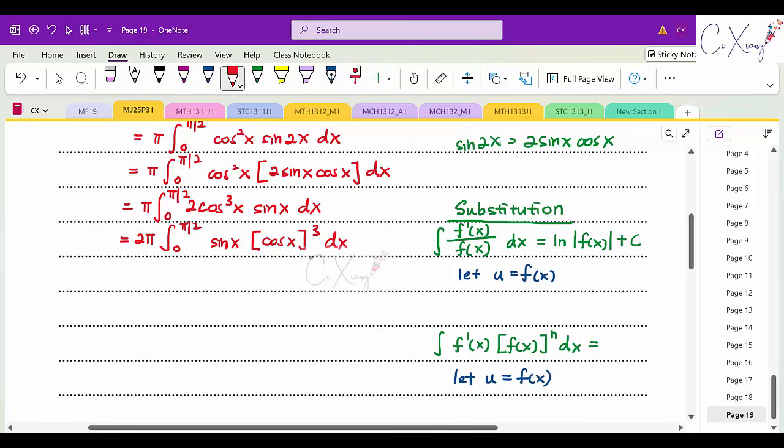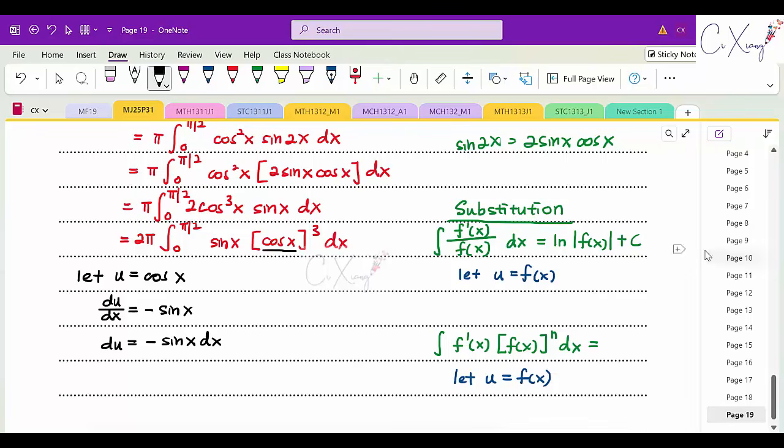So to solve this integration, let's try to use the substitution. I will let u equal the function f(x), which is cos x. Then how do we find the differentiation of cos x? du/dx will be equal to negative sine x, because the derivative of cos has a negative sign. Then what is the du here? du will be equal to negative sine x dx. So this is what I have, and I want to substitute it into our equation later.